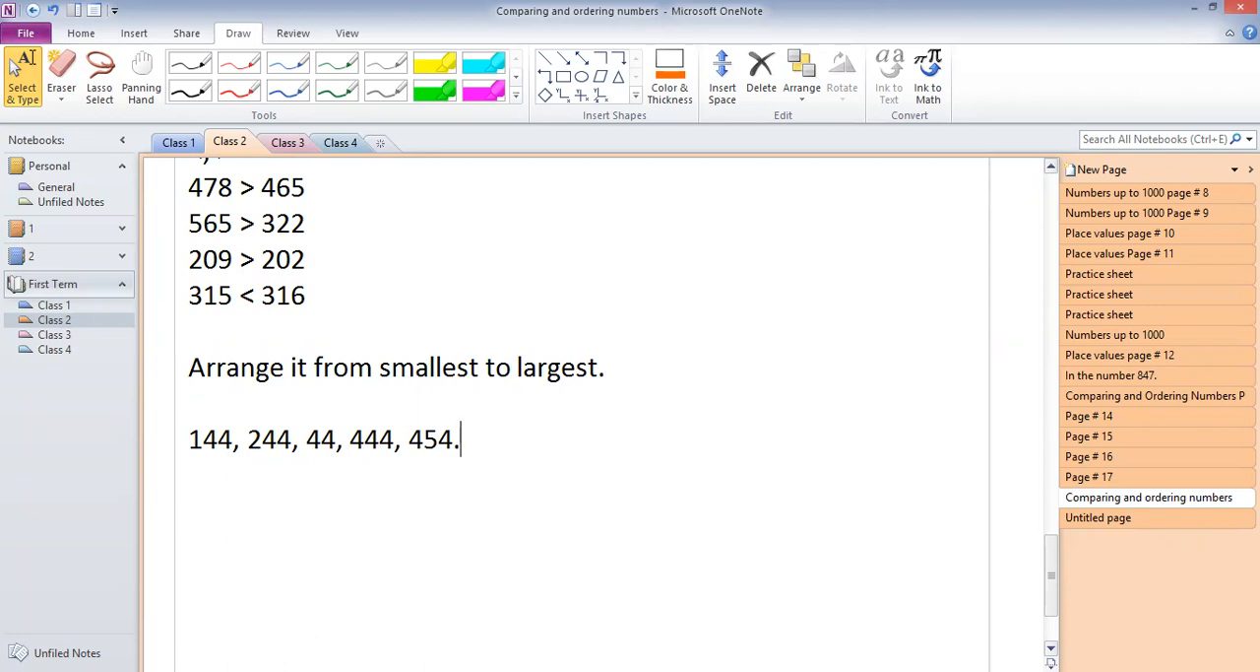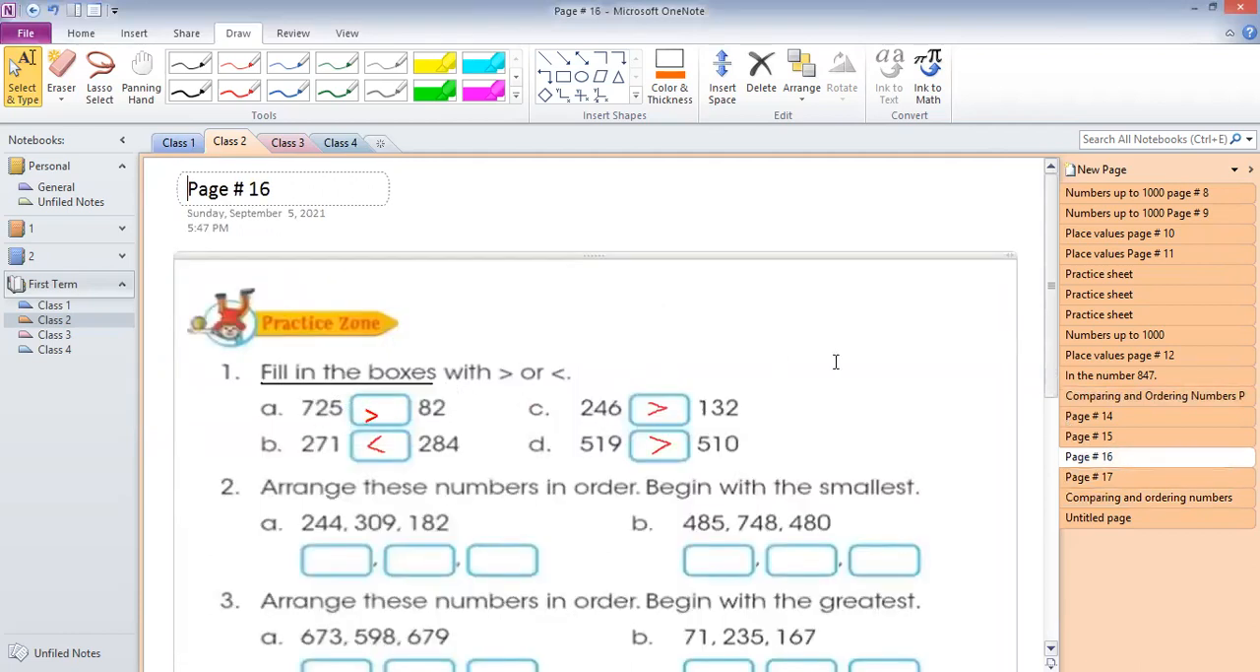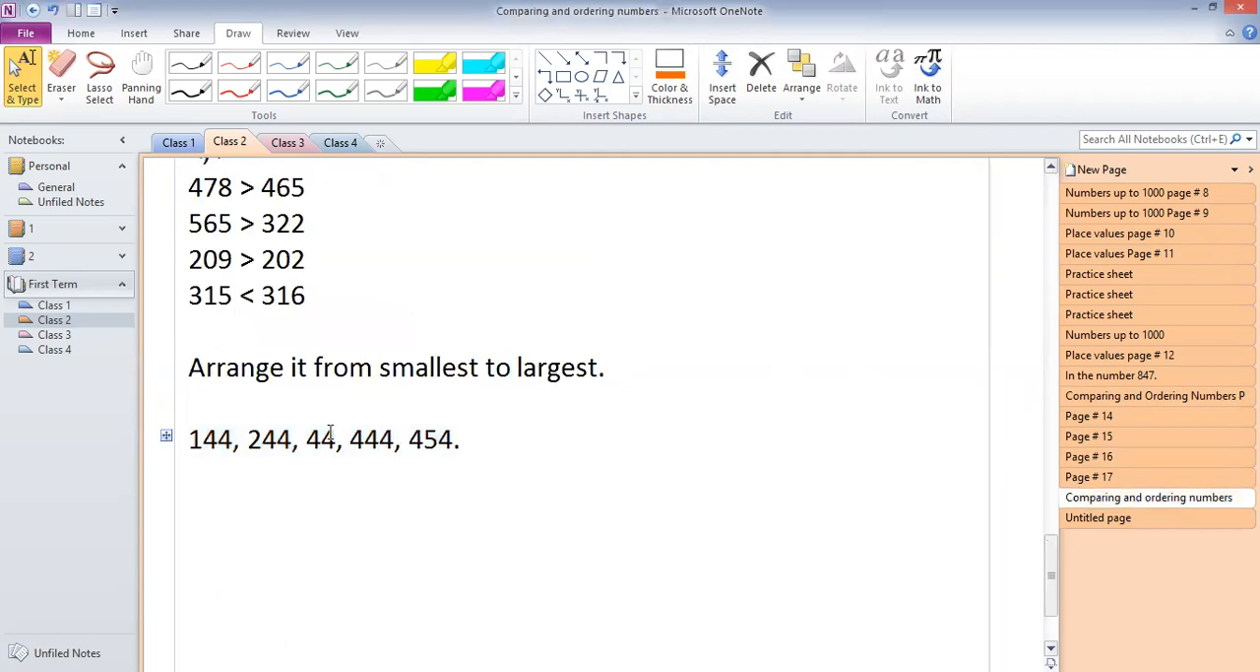In that case, again you have to compare all the numbers. In question number 1, you are comparing only two numbers, which is bigger, which is smaller. But here you have to compare 3, 4 or 5 numbers together, which is bigger, which is biggest, which is smaller, which is the smallest. How will you do it, guys? So look, this is 144, 244, and so on.